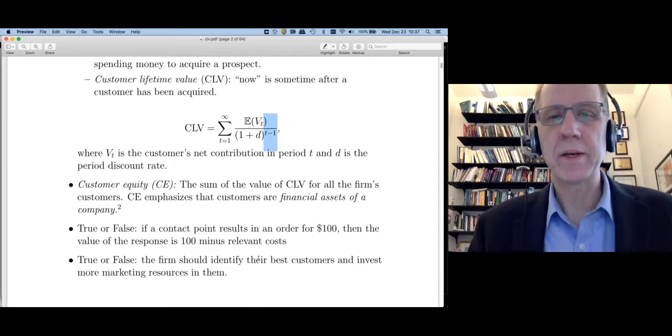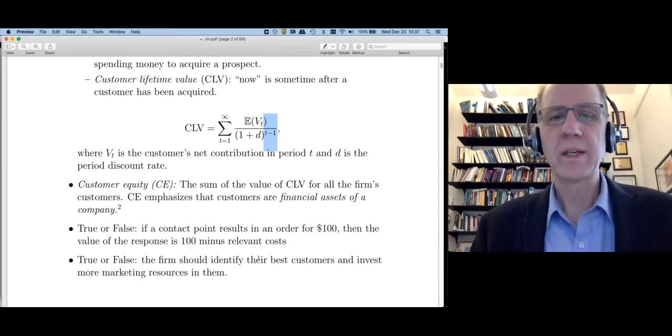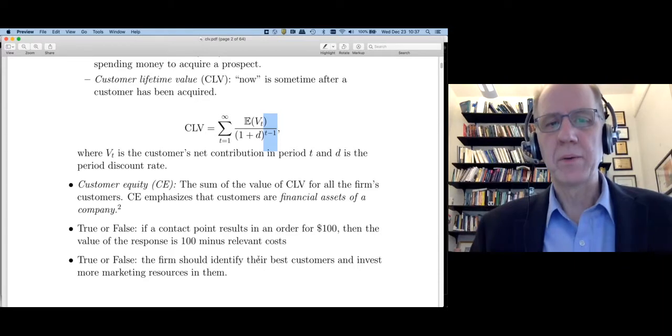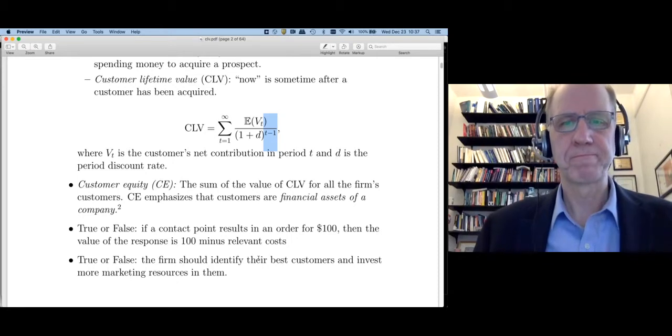So if you want to buy a company that has such a database, what is that database worth? We're also going to be using customer equity to think about when we have an intervention. So if I do something different to my customers, what I want to know is what effect is that going to have on the value of this database?